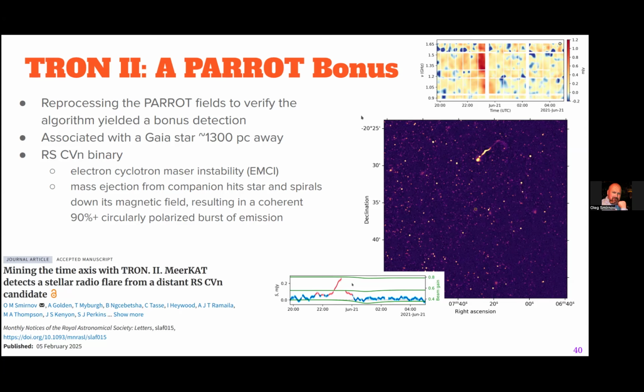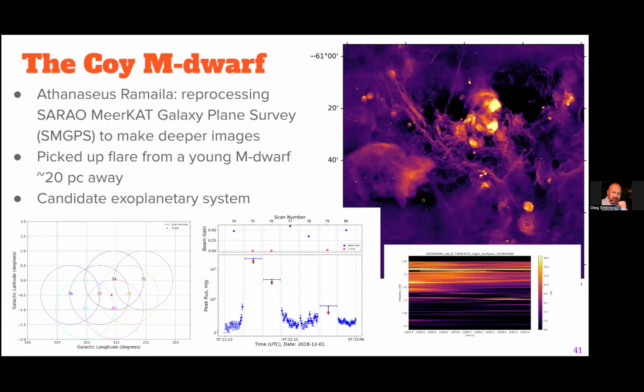Another thing that hasn't been published yet, because we're still trying to pull all the data together, but this is an example of me telling my students, well, if you're processing data, please run the transient detector just to see if you pick up something. So Athanasius was reprocessing the Galactic Plane survey, which is the Galactic Plane legacy survey that MeerKAT did back in 2018, 2019. And his project was, well, he's working on HII regions. So he is just trying to make the deepest possible reprocessing of the data to make the highest quality images.